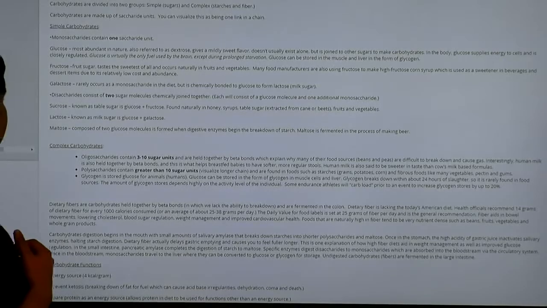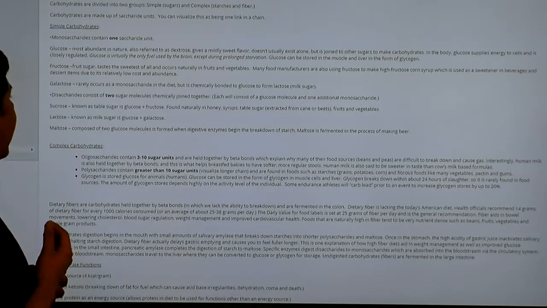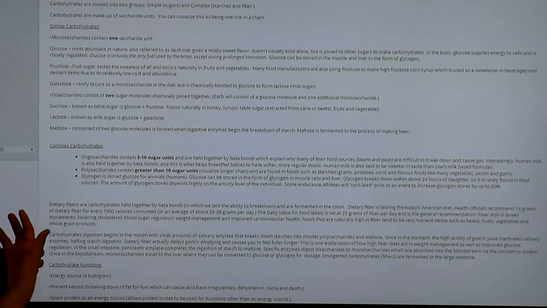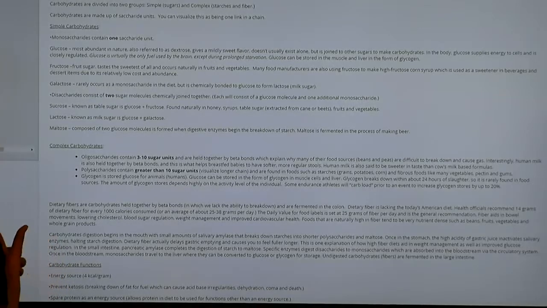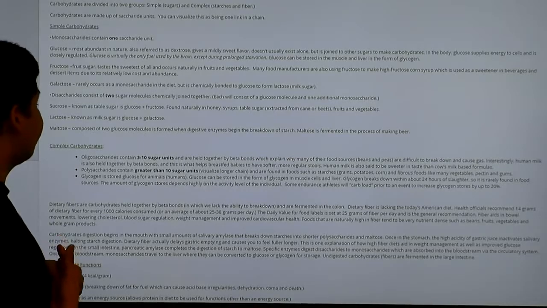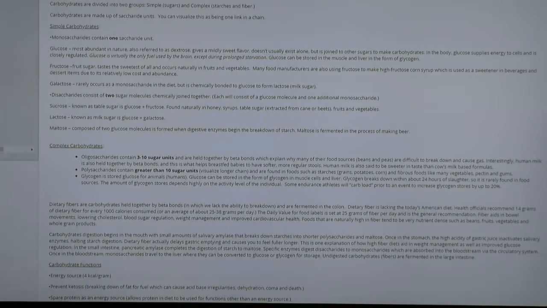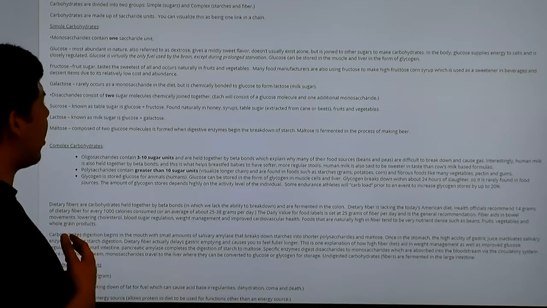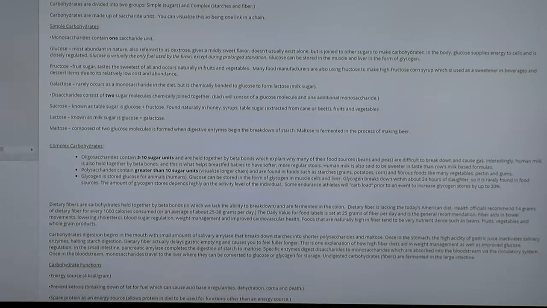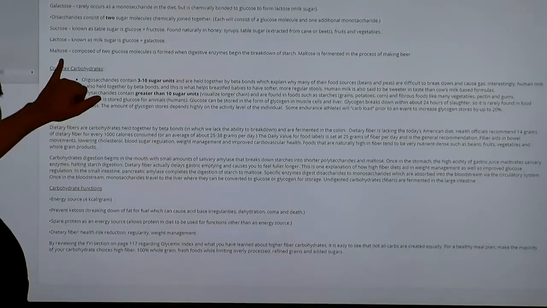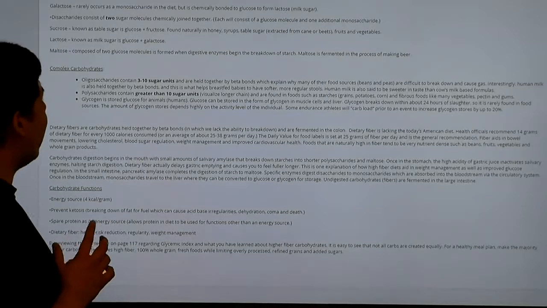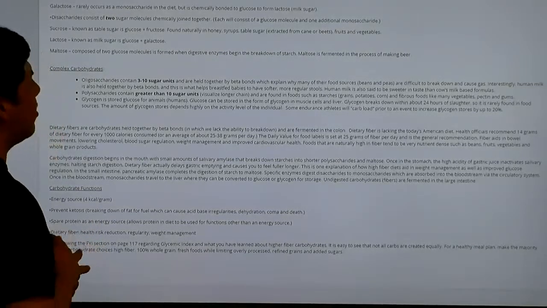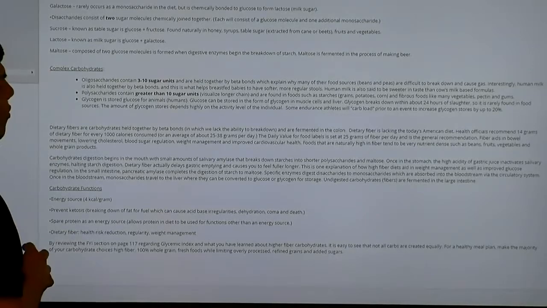Disaccharides consist of two sugar molecules chemically joined together. Each will consist of a glucose molecule and one additional monosaccharide. Sucrose, known as table sugar, is glucose plus fructose. Found naturally in honey, syrups, table sugars extracted from cane or beets, fruits, and vegetables. Lactose, known as milk sugar, is glucose plus galactose. Maltose, composed of two glucose molecules, is formed when digestive enzymes begin the breakdown of starch. Maltose is fermented in the process of making beer.